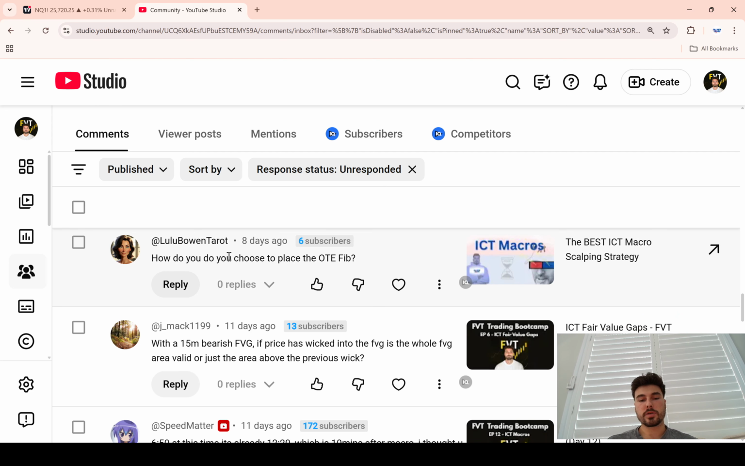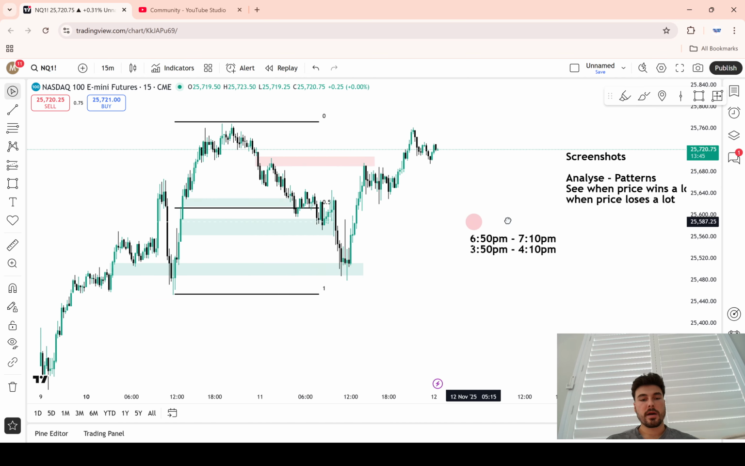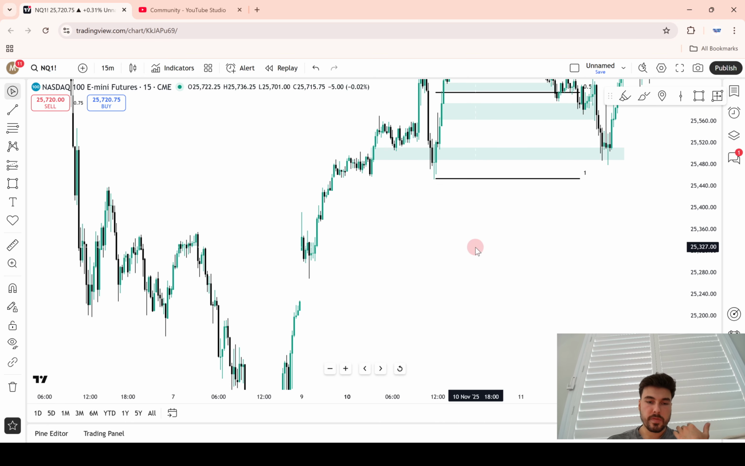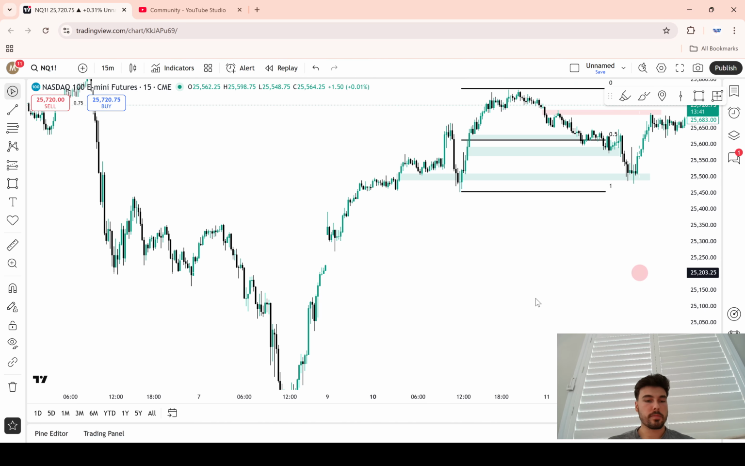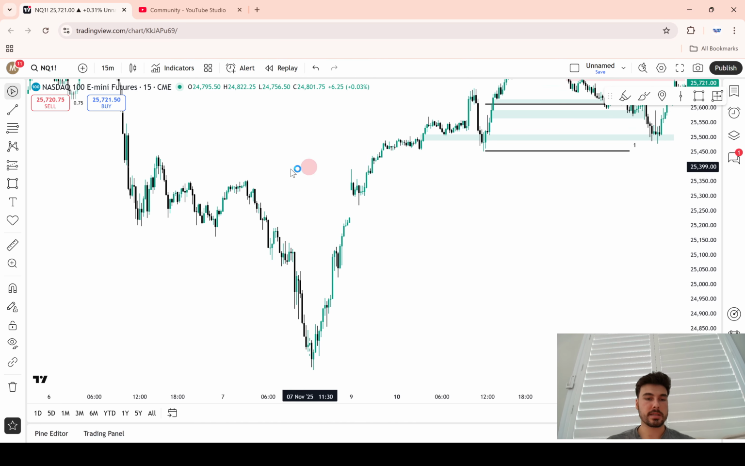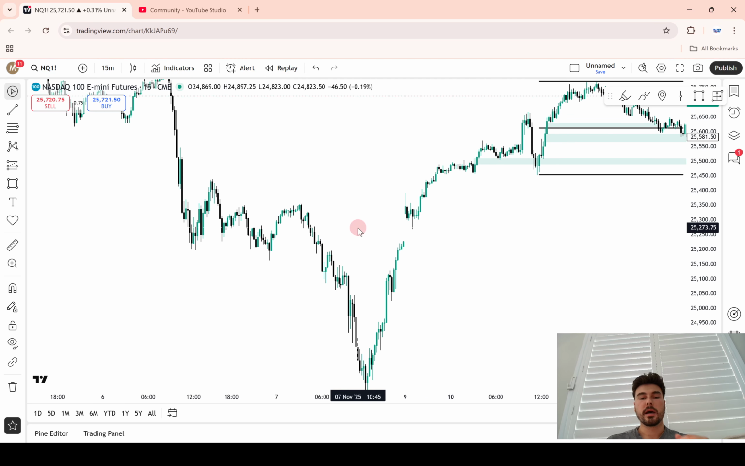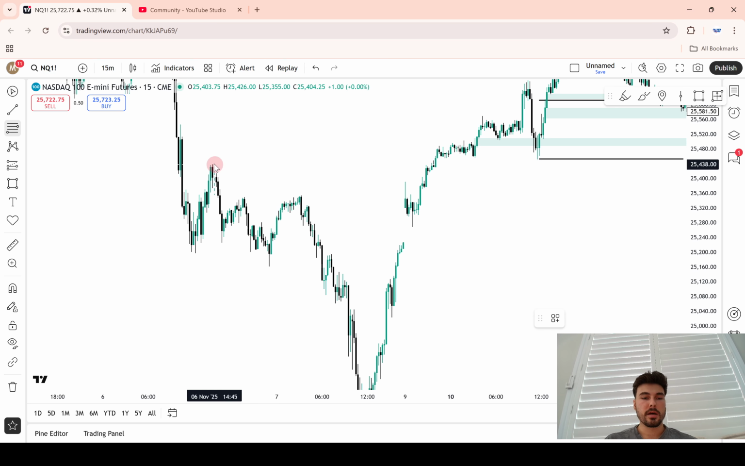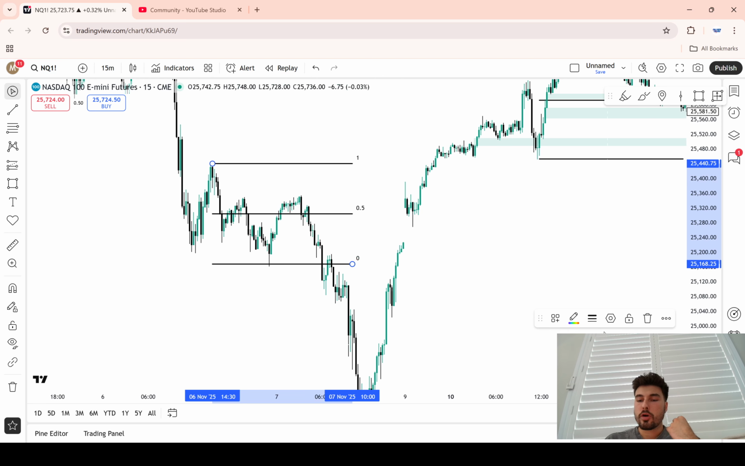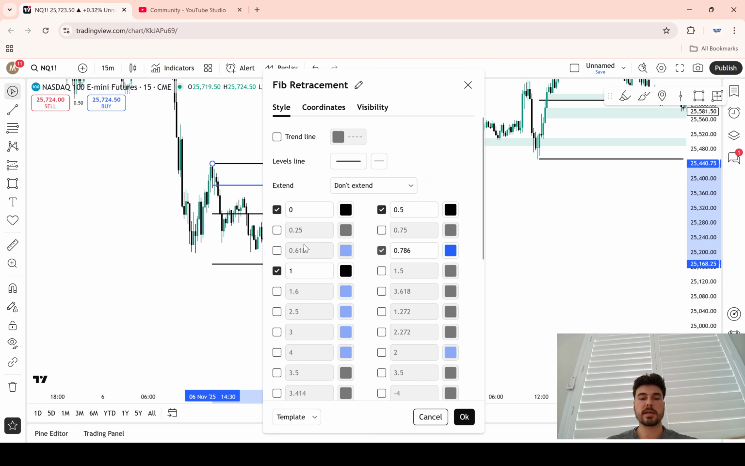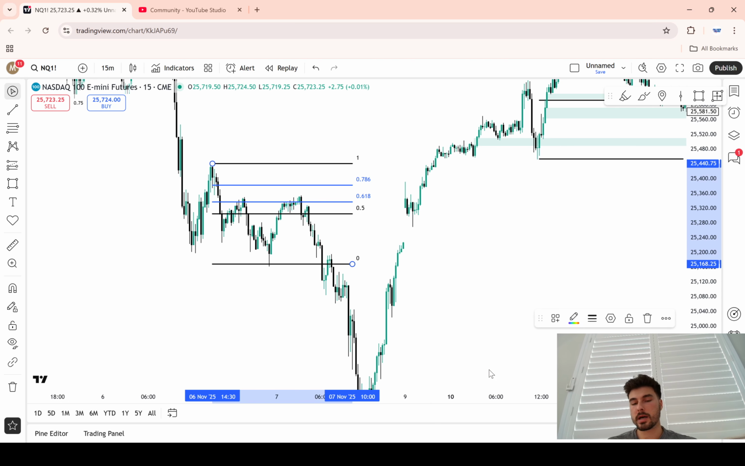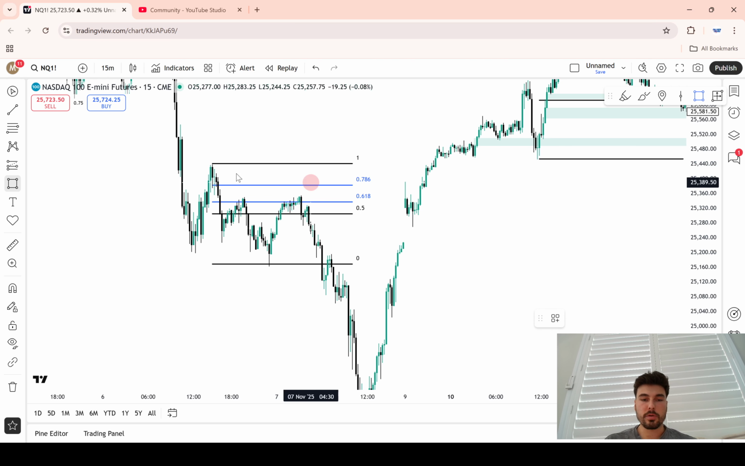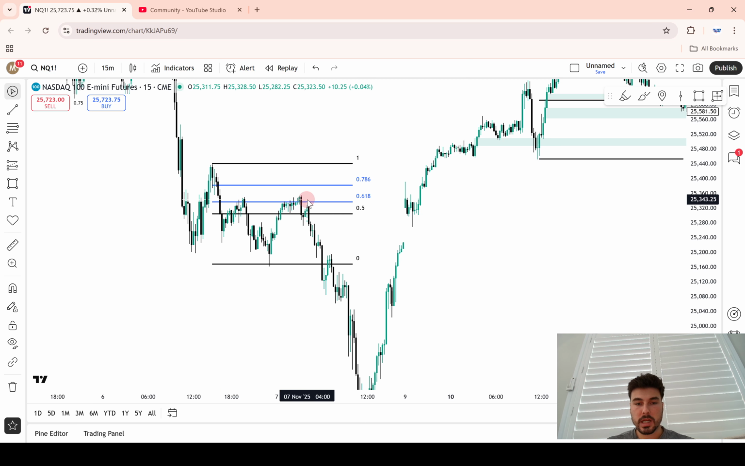This is another one. How do you choose to place the OTE fib? And a good thing to do is to look at the price, like chart the price out. It's not always going to respect OTE. It's just sometimes it will. And you want to find examples of when price respects OTE. So for example here, from high to low. I'm doing this in hindsight. This is where you've got to start. You've got to find at least 50 examples, guys, in hindsight. Chart out what you see that's important. Mark out liquidity sweeps, mark out inversion fair value gaps in these key areas.